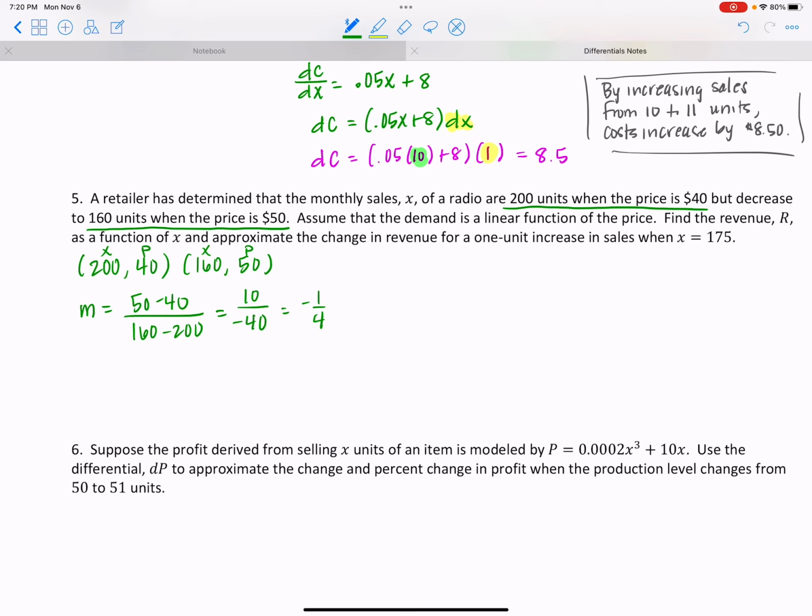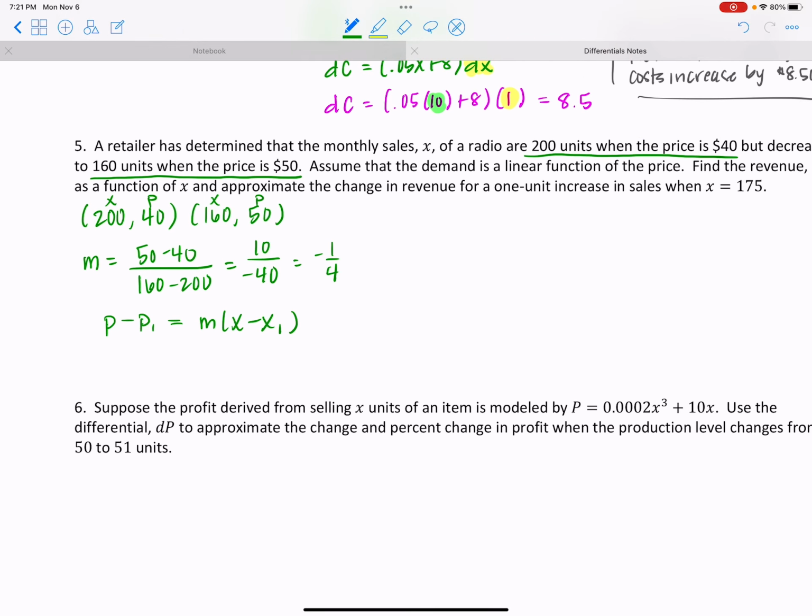As the price goes up, the x's are decreasing from 200 to 160. Okay, so we got our negative slope. And then we have a formula that says y, in this case p, minus y1 is going to equal m times x minus x1.